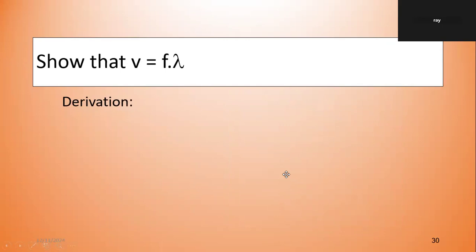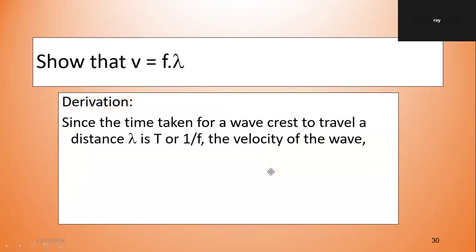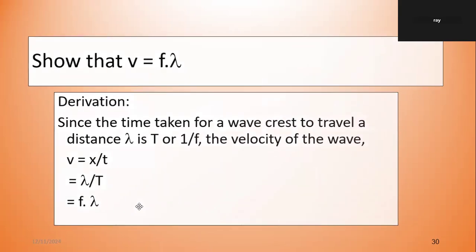Derivation, you must know how to derive. The time taken for a wave crest to travel a distance lambda is the period T, or 1 over f. Velocity is distance divided by time. Distance is lambda, time is period, so it's lambda over period, or 1 over T is frequency, so f lambda. Need to memorize that.